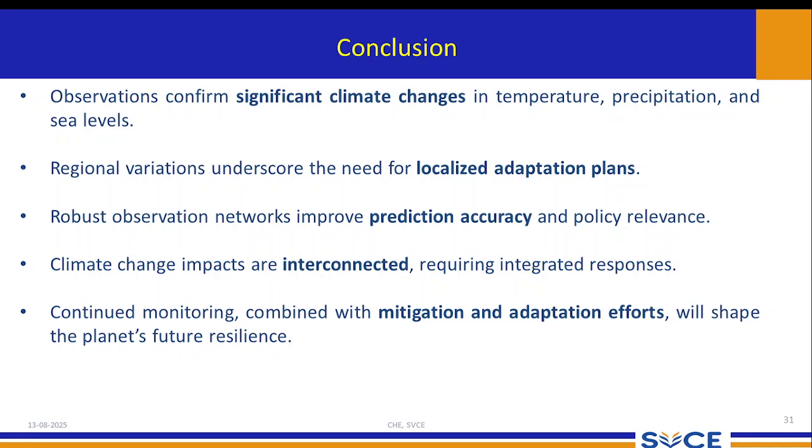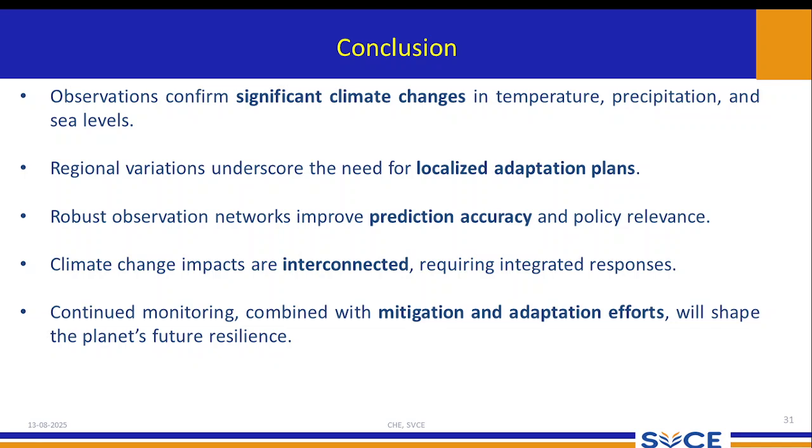I will conclude today's session with five important points. Observation confirms significant climate changes in temperature, precipitation and sea levels. So it's very clear that climatic changes occur in temperature, rainfall as well as sea level rise. Regional variations underscore the need for localized adaptation plans. There is regional variation as well as global variation; both are not common. We have seen this in temperature as well as in rainfall.